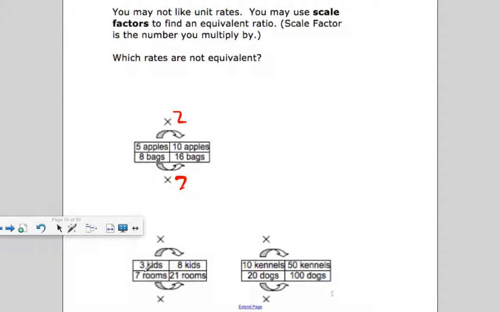There are 3 kids in 7 rooms. If I have 8 kids, 21 rooms, I multiply by 3, and I don't think this is equivalent, because if I multiply by 3, this should be 9 kids. 10 kennels, there are 20 dogs. Is 50 kennels, 100 dogs equivalent to 10 kennels, 20 dogs? I multiply it by 5, and they are equivalent. So this one is not equivalent.